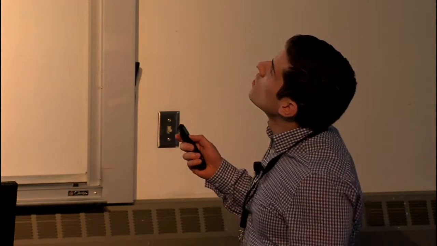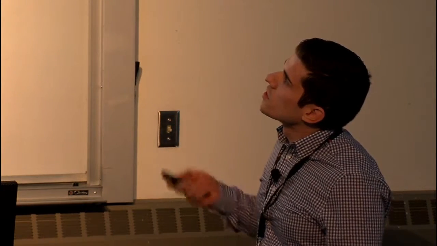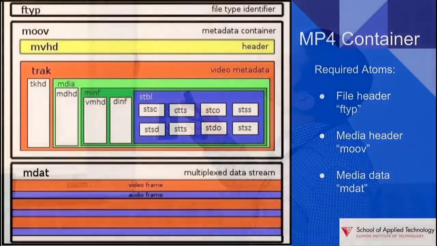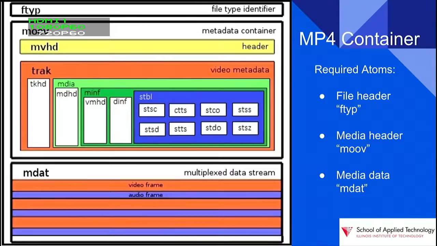And then finally, we get to the media data atom, MDAT, which is a chunk of the file that contains all the media. Another note is that in these atoms, the only requirement is that FTYP comes before MOOV and MDAT, and MDAT and MOOV can be interchanged.